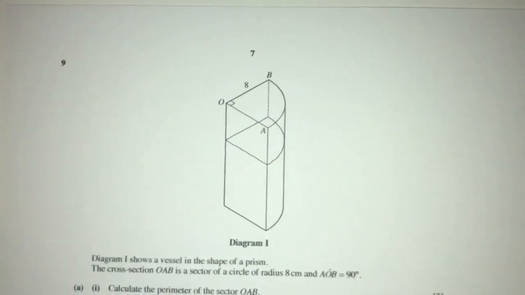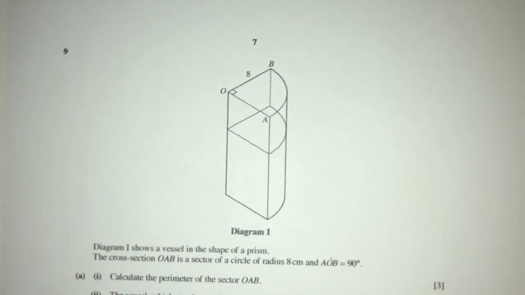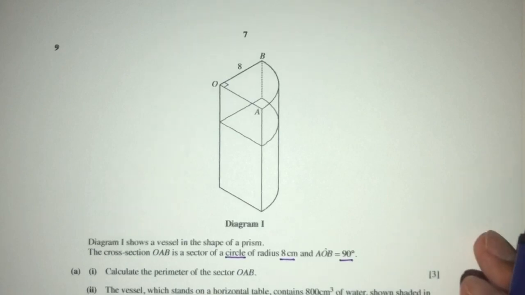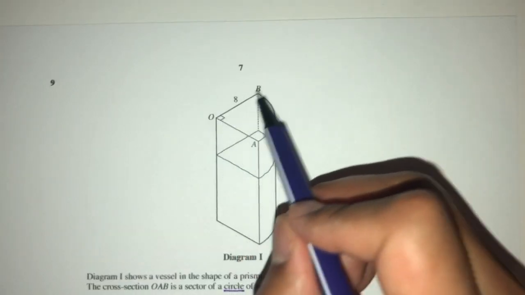Now let's move on to question number 9. So here we have a shape. It's a prism. Now the cross section OAB is a sector of a circle of radius 8, and the angle here is 90. Okay, the radius is 8 and the angle in between is 90. So part 1 is we have to find the perimeter of the sector AOB. So we have to find the distance around the sector.